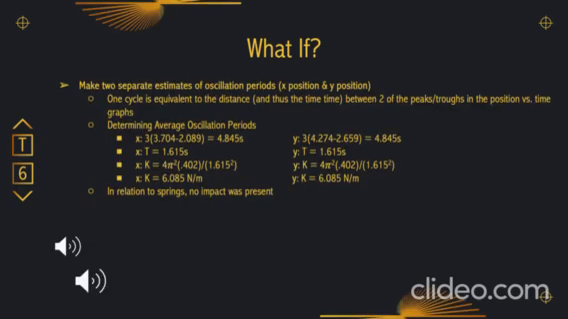For the final what-if question, we were asked to make two separate estimates of oscillation periods in both the x position and the y position. Now, before doing this, we came to the conclusion that one cycle is equivalent to the distance, and thus the time, between two of the peaks or troughs in the position versus time graphs.